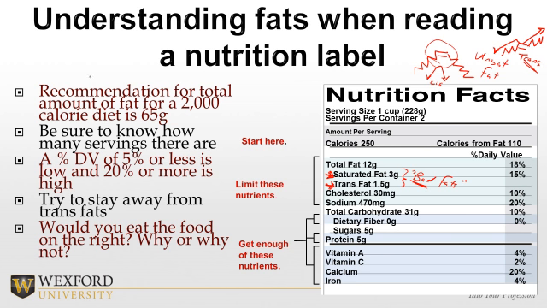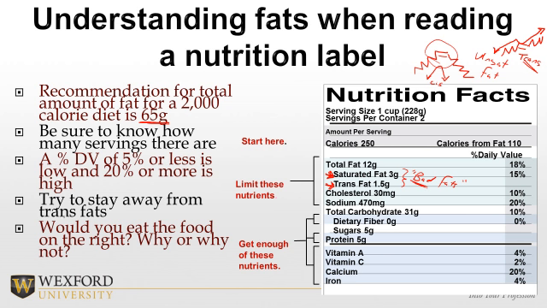All right. So these are kind of out of your book. The recommendation for total amount of fat for a 2,000 calorie diet is 65 grams. That's kind of the general rule of thumb. Obviously, depending on the person and their goals, that could change. But for the general public, that's what we're shooting for. We want to make sure that we understand about servings and the percent daily value, what have you.